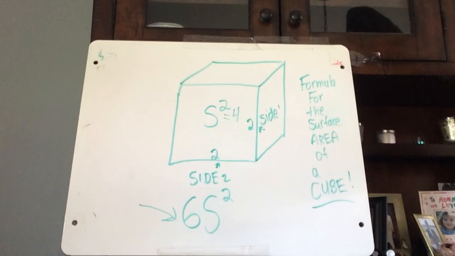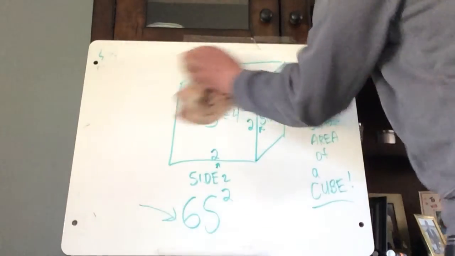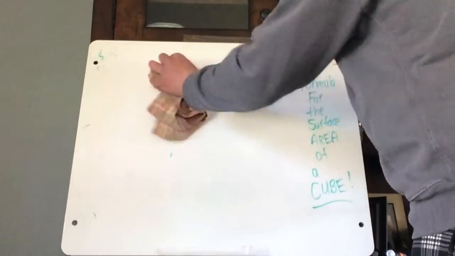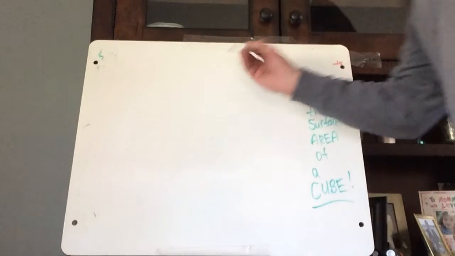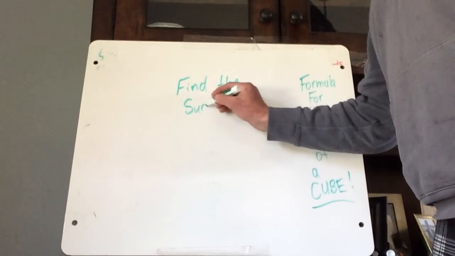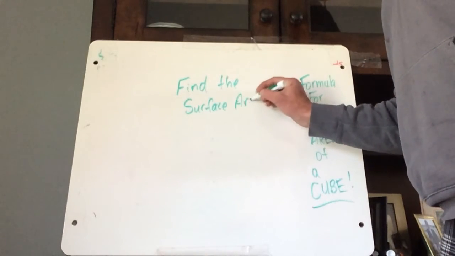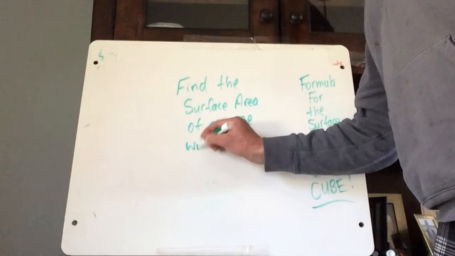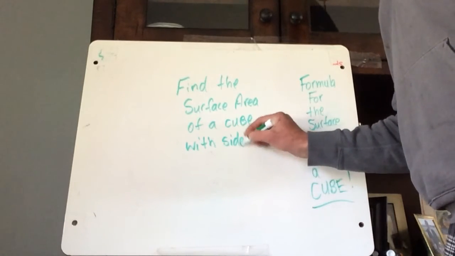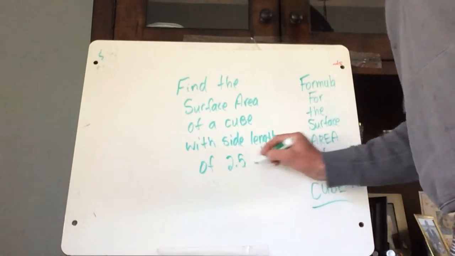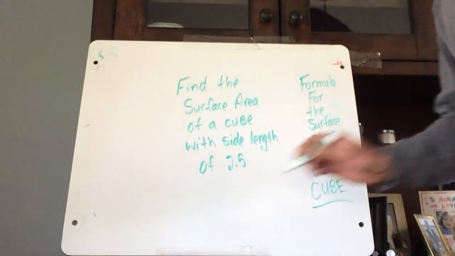Now, Mr. Palinkas, you never give us even numbers like 2. So let's get crazy. Let's even get rid of this picture. Find the surface area of a cube with side length of 2.5. All right, well, I'm going to use my formula.